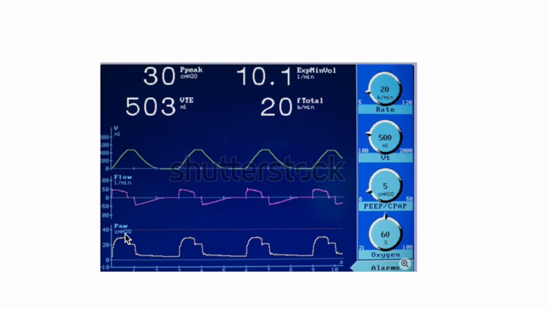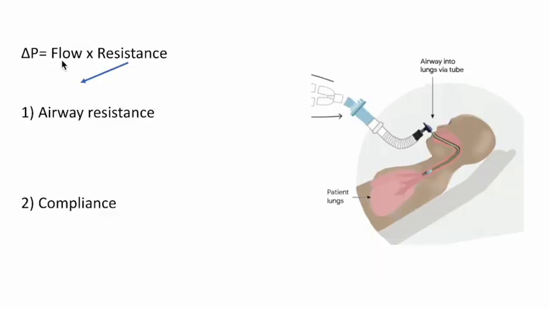Well, pressure is a function of flow and resistance. Since we control flow on the mechanical ventilator, if the pressure is high, we know it must be an issue with resistance. And in a mechanically ventilated patient, what are the two things that contribute to resistance? Airway resistance and the compliance. The airway resistance includes things like the tubing from the vent, the tube, the trachea, the bronchi, the bronchioles, etc. And the compliance, which is defined as change in volume over change in pressure, is the elasticity of the lungs or the stretchiness of the lungs.